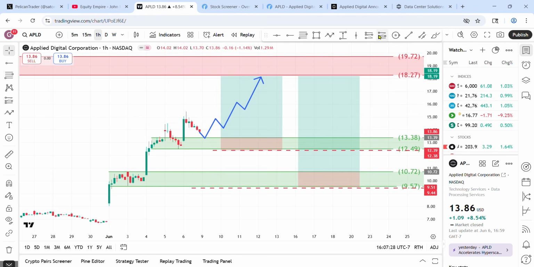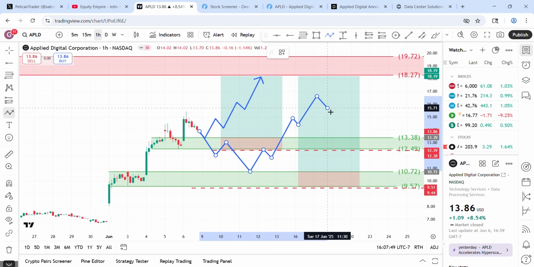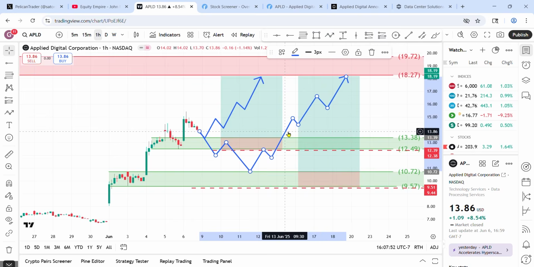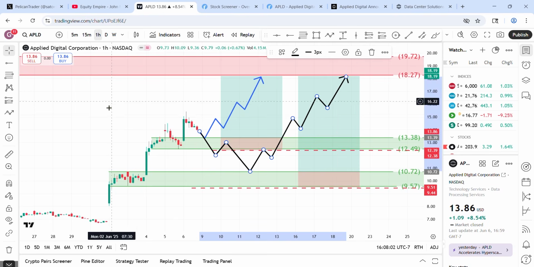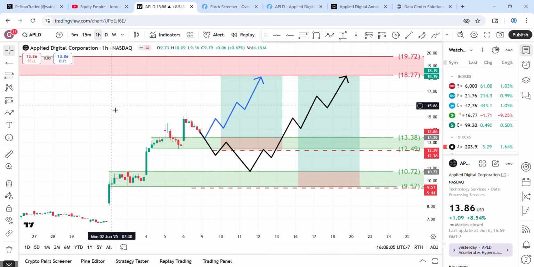But if you wanted to go for the lower support level, you would be hoping that price would play out something like this. You'd have a gradual pullback to that support level, bounce off of that level, and work its way higher and go test the resistance level. Okay, so that would be the ideal way price would act if you wanted to go for the lower support level. So two trade setups to consider after a major news announcement between Applied Digital and CoreWeave.